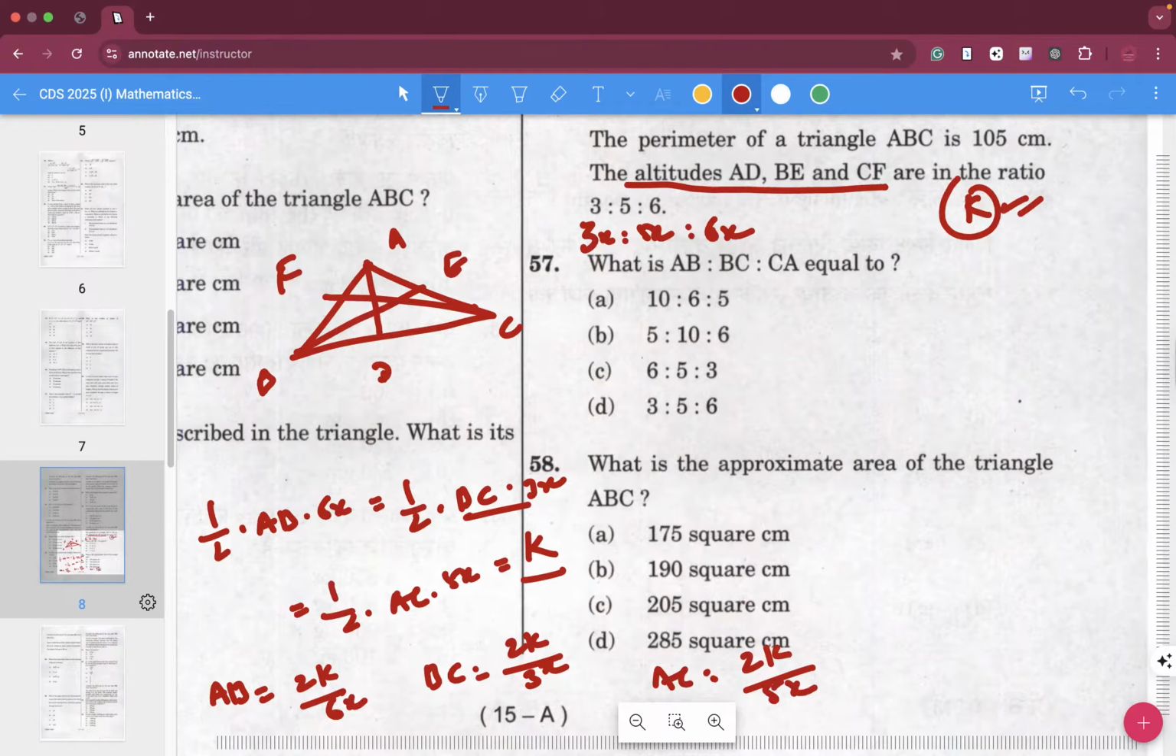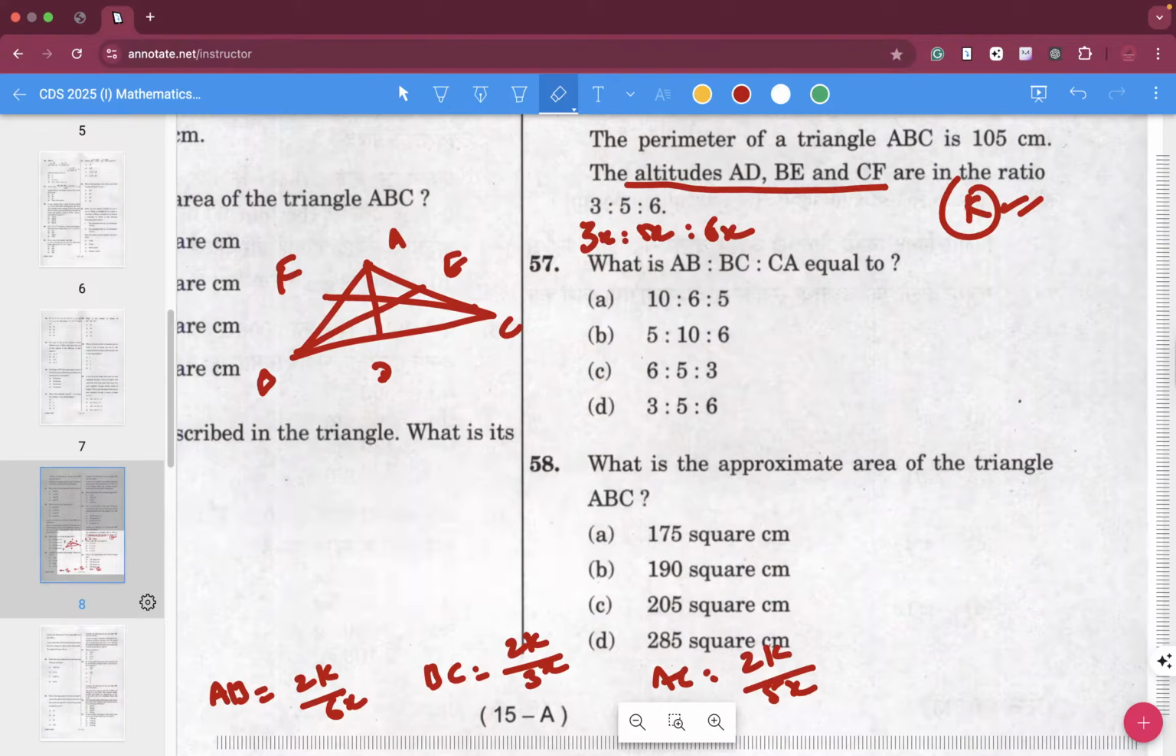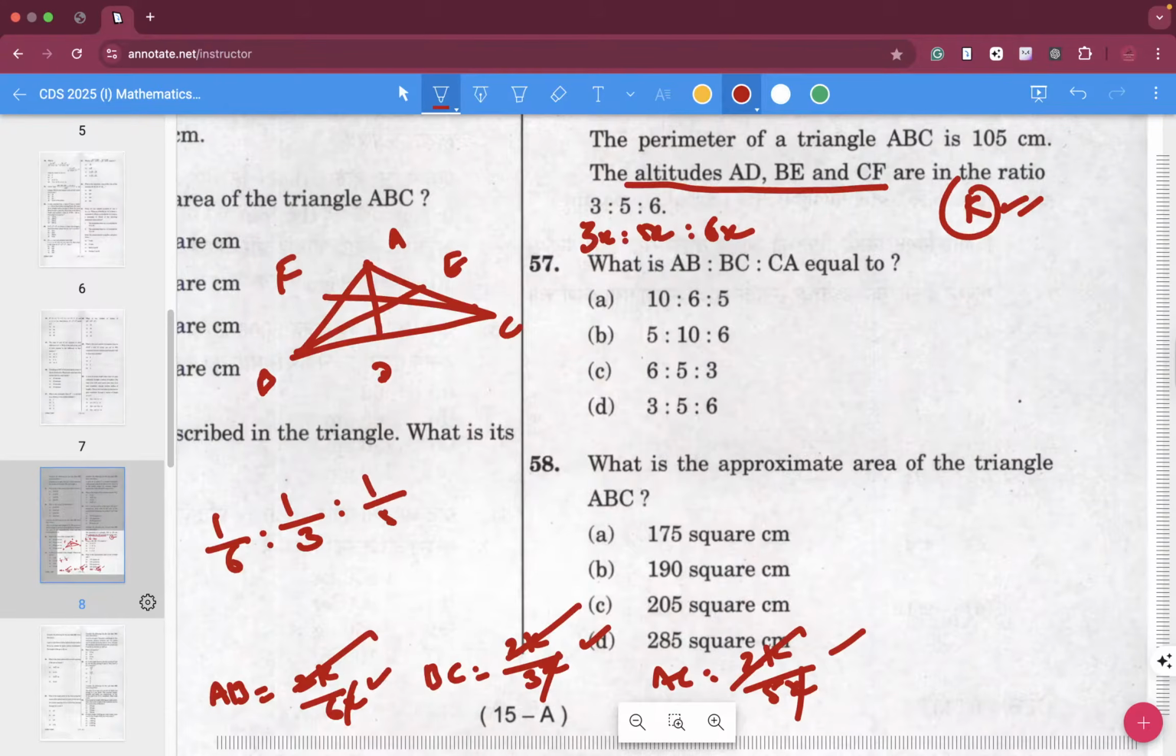5x. So basically this is what the ratios of the sides are. With 2k common, all of this we can cancel. So it is in the ratio of 1 by 6 is to 1 by 3 is to 1 by 5. This is in this particular ratio, isn't it?